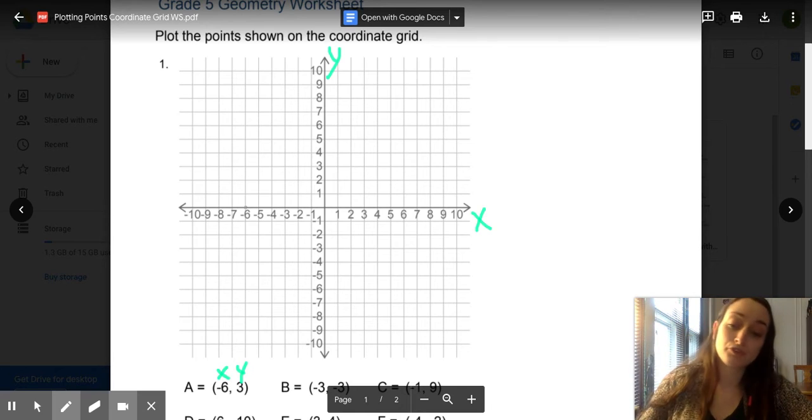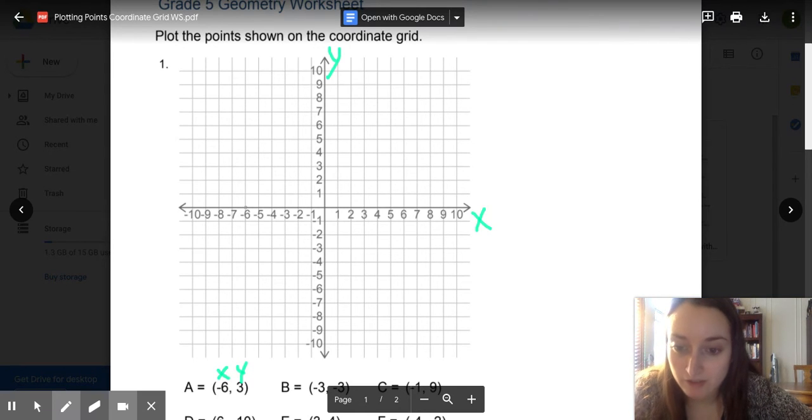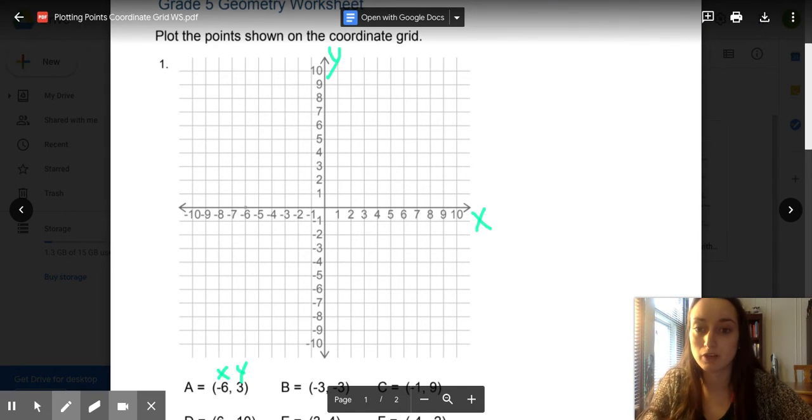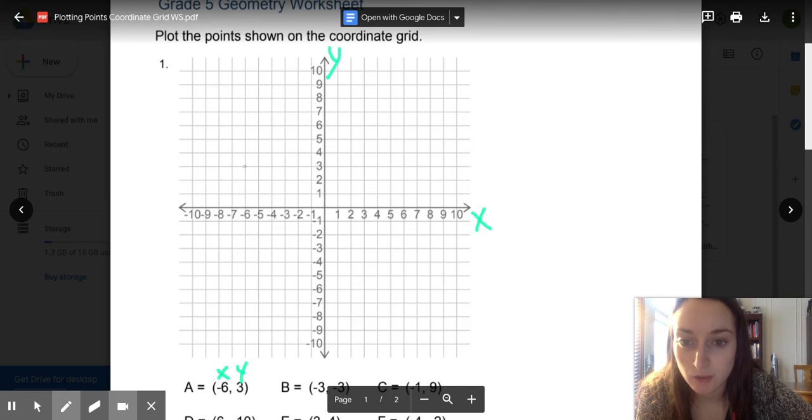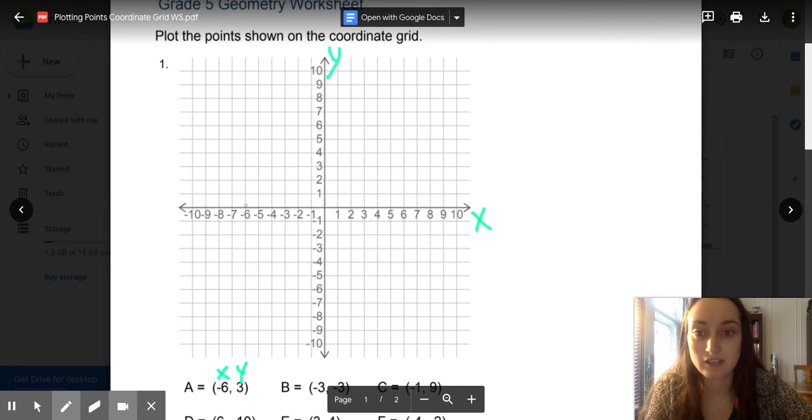y-coordinate. So for our y-coordinate, I see we have 3. So I'm going to move up so that I line up my point with the 3 on the y-axis. We also can count up 3 boxes, right? We can say 1, 2, 3. And I'm going to put my point right there.